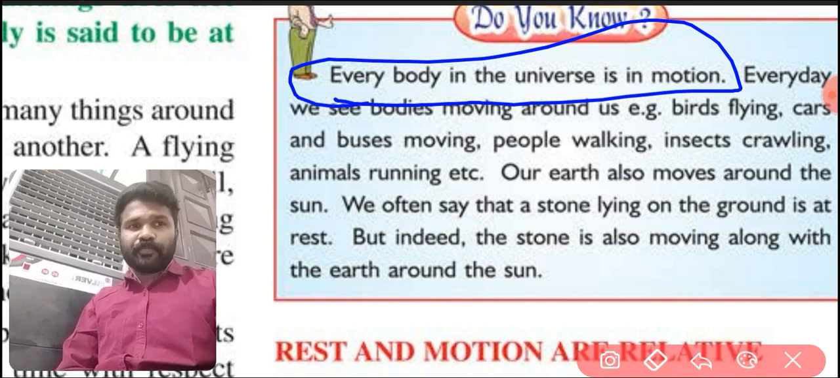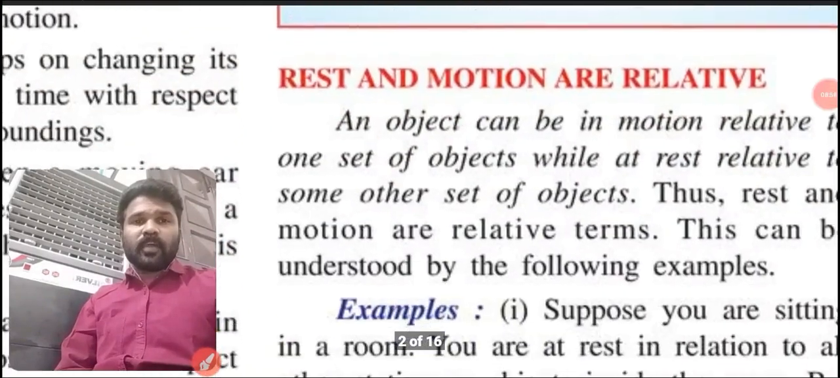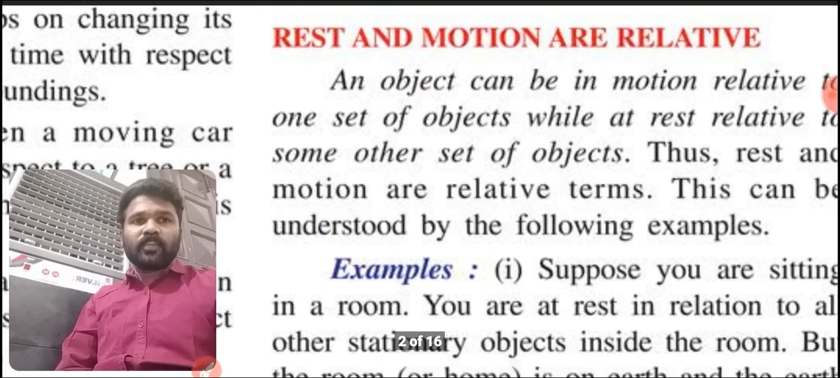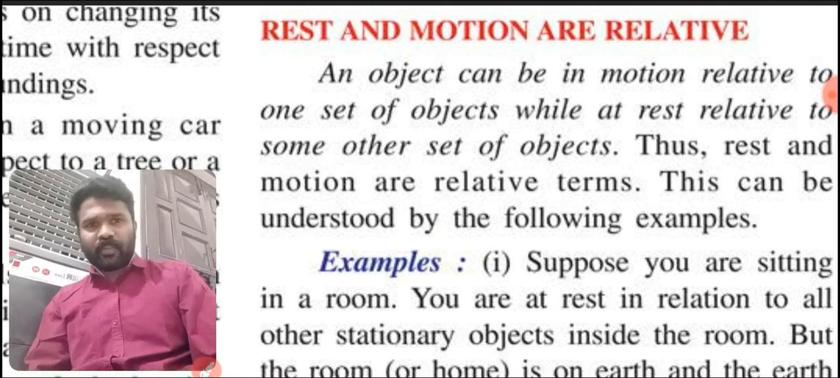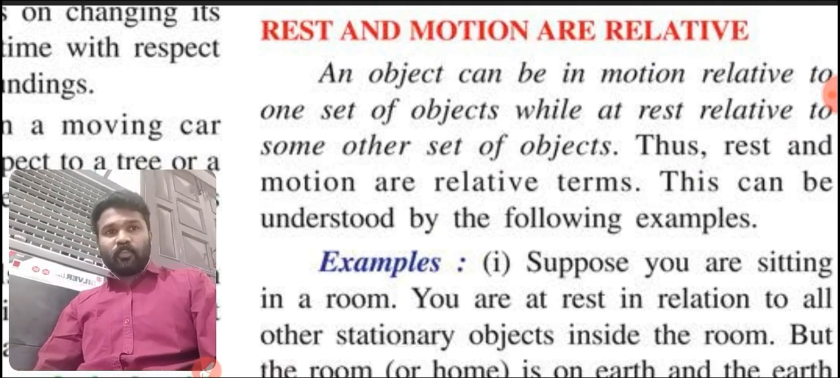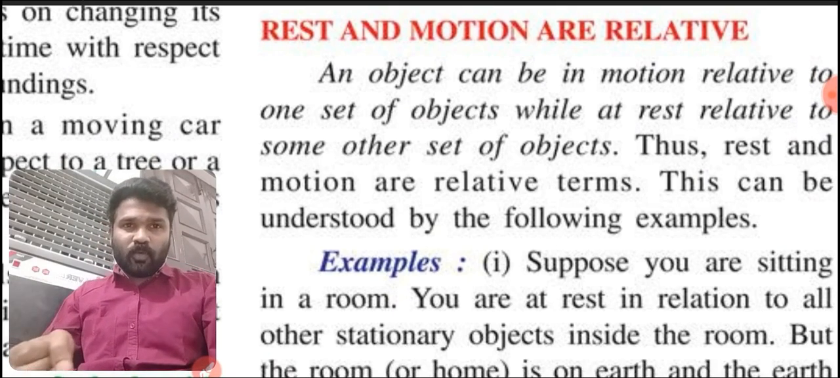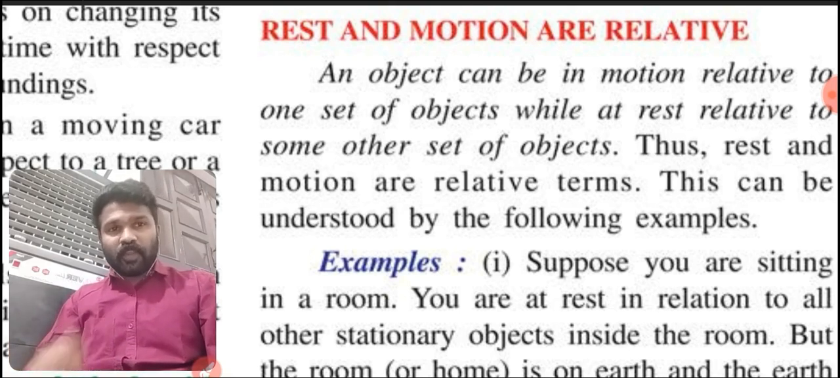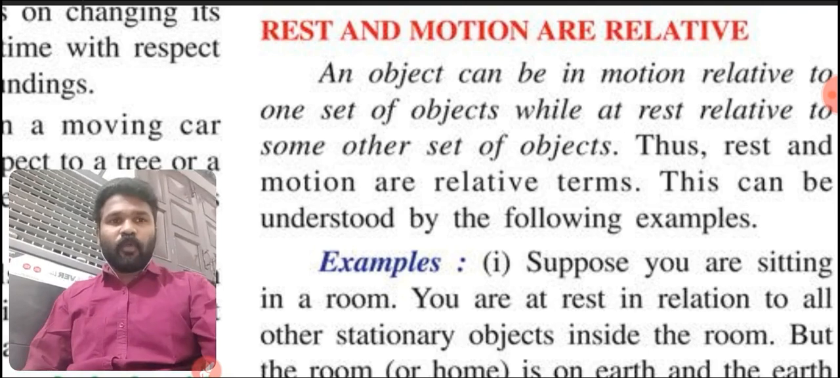Okay, students. Now we are going to discuss the point: rest and motion are relative. How is it? These both are relative. An object can be in motion relative to one set of objects while at rest relative to some other set of objects. Thus, rest and motion are relative terms. This can be understood by the following examples.